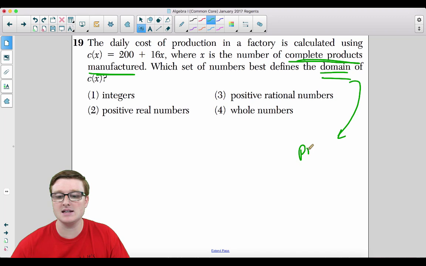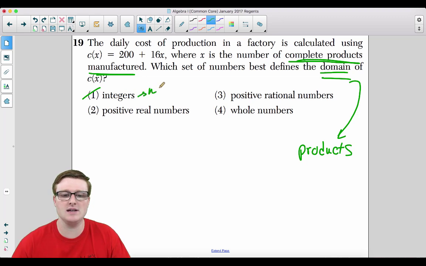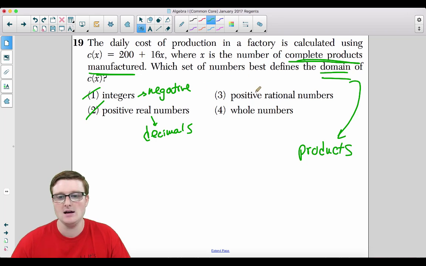The domain is the products. You can't have negative products. Integers could be negative, so you can't have any negative products. Real numbers could be decimals. Well, you can't have complete products as decimals. That makes no sense. Positive rational numbers. Again, rational numbers could be decimals or fractions. That can't work. It has to be whole numbers.